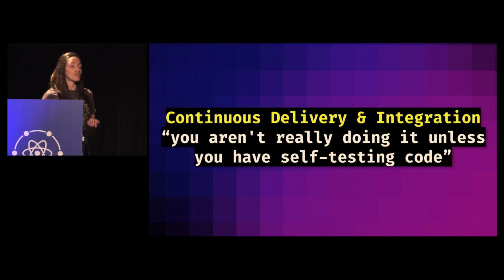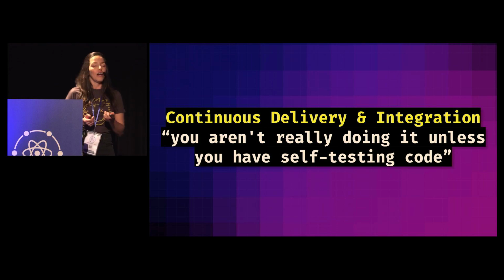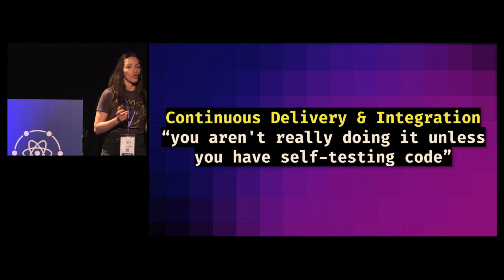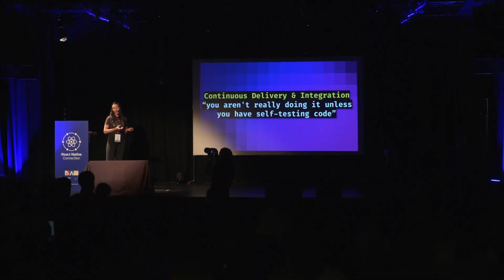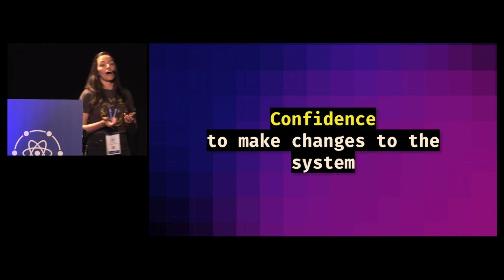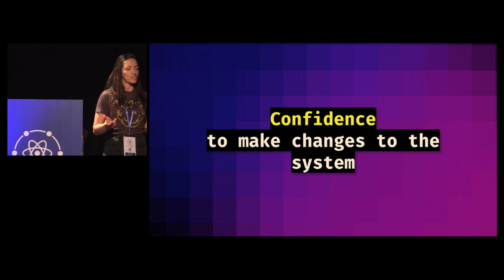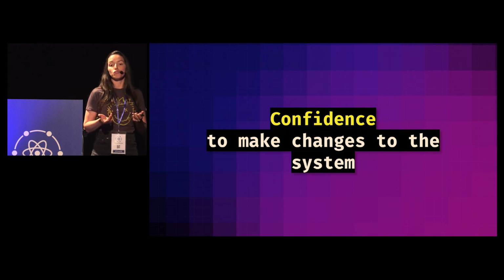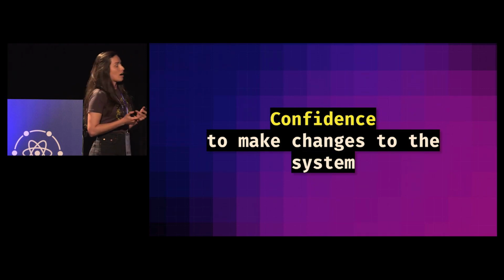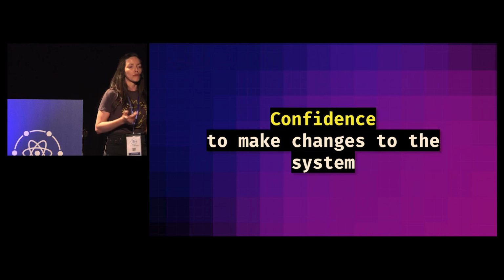Self-testing code is a key part of continuous integration and continuous delivery. And as one of my coworkers at Shopify put it in one of his blog posts, you aren't really doing continuous delivery and continuous integration if you don't have self-testing code. And I couldn't agree more with this. The biggest benefit of testing your code and having unit tests and everything in place, or just having a strategy, is not only being able to fix bugs and things that are broken, it is also giving confidence to your developers to make changes.